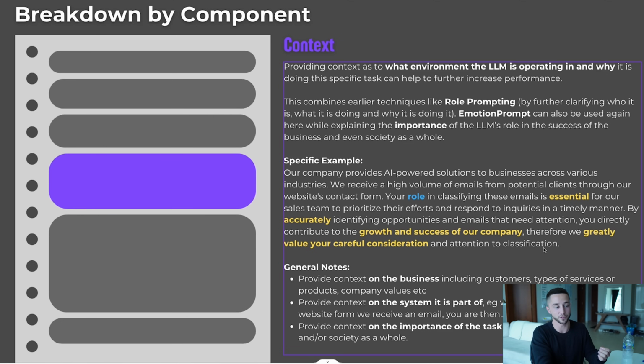So an example here from our email classification system could be, our company provides AI solutions to businesses across various industries, that's context about who the business is. We receive a high volume of emails from potential clients through our website contact form. Your role, again, role prompting, reminding it of the role that it has, is classifying these emails as essential for our sales team to prioritize their efforts and respond to inquiries in a timely manner by accurately identifying, emotion prompt again, etc. So you can read the rest of that, but we're heading up with a role prompt again. We're giving it context on the system that it belongs to.